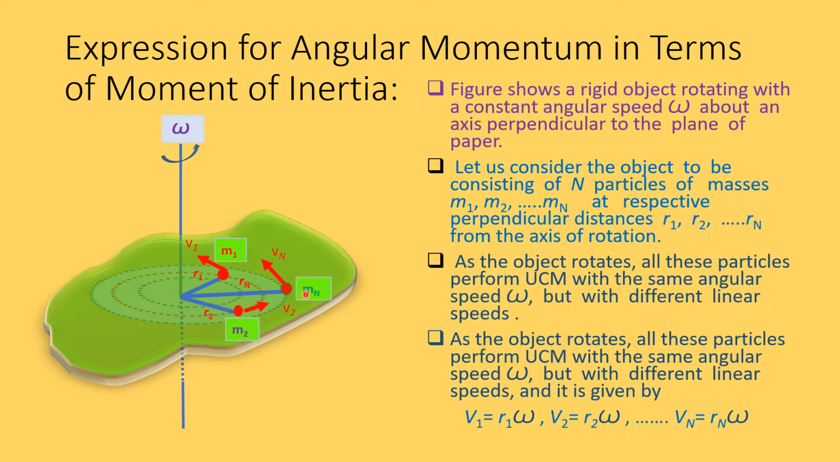The relation between this linear velocity and angular velocity we can write as v is equal to r omega. Hence, the linear velocity of mass particle m1 can be written as v1 is equal to r1 omega. Similarly, v2 can be written as r2 omega, and so on. vn, that is the velocity of the nth particle, can be written as rn omega.